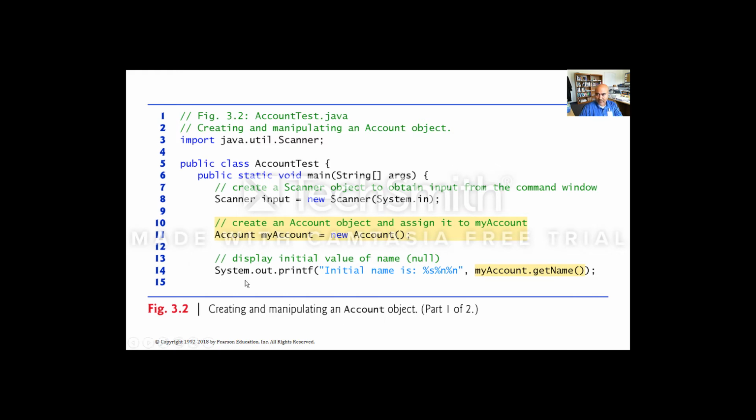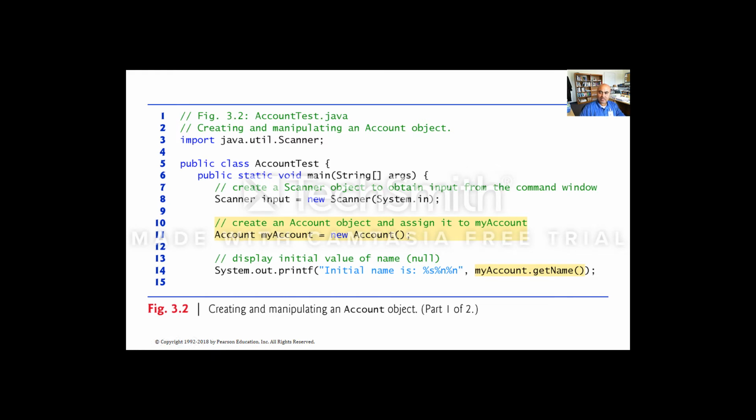So look what we have done over here. I have imported my Scanner statement, again something that you have seen earlier. Then I have my public class AccountTest. I have a main method inside. I define an input object of the type Scanner, and then this is how I would create a new object. So myAccount is a new object that I created out of the Account class that I had defined earlier.